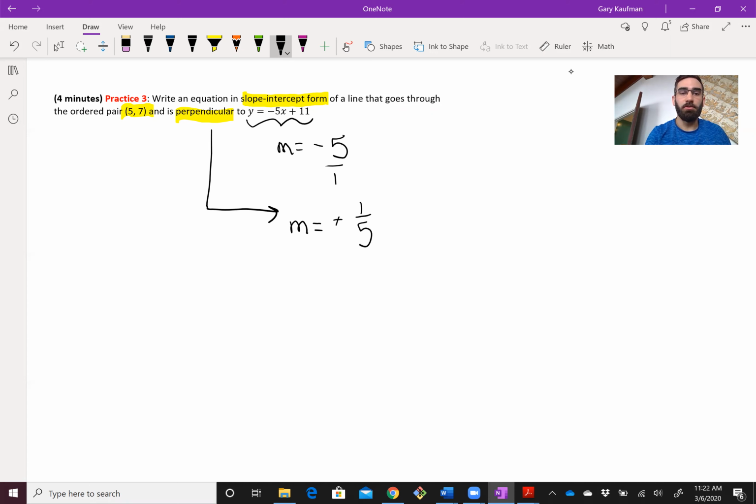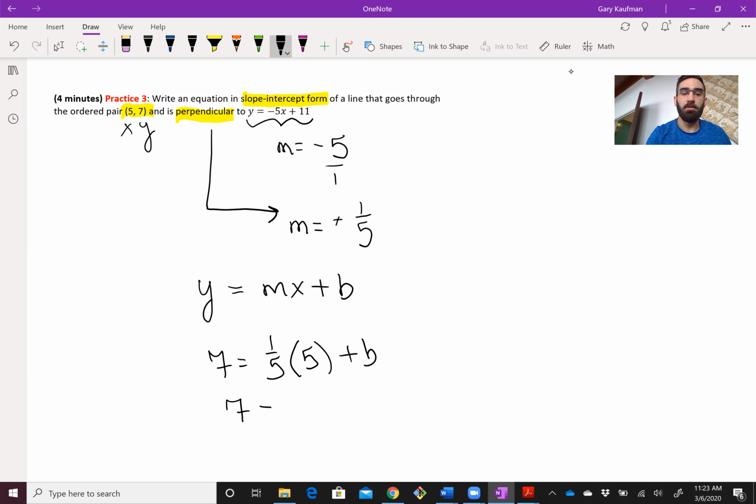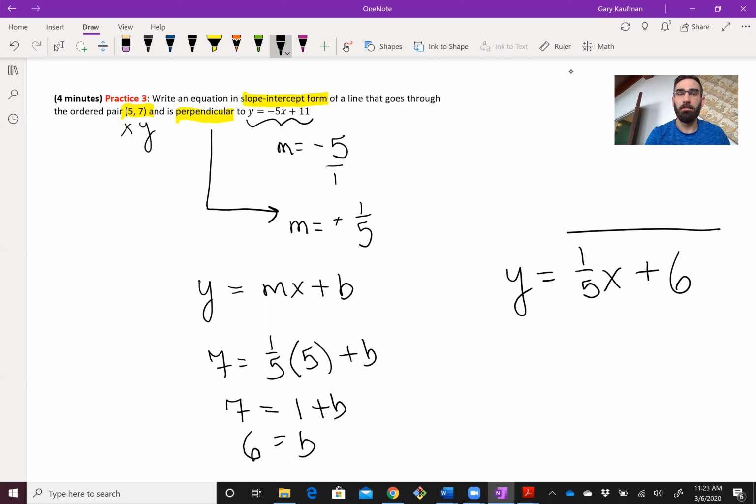So I'm going to go straight into slope-intercept form, but remember, you can use multiple ways to get here. So I currently have, here's my x, here's my y, there's my m. So I have 7 equals 1/5 times 5 plus b. That's 7 equals 1 plus b. So b is equivalent to 6. So my equation is y equals 1/5 x plus 6. So there's practice problem 3.